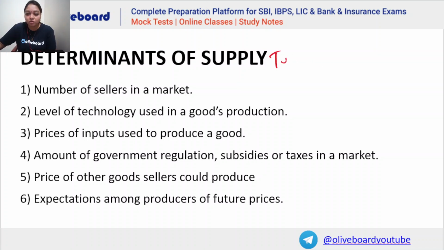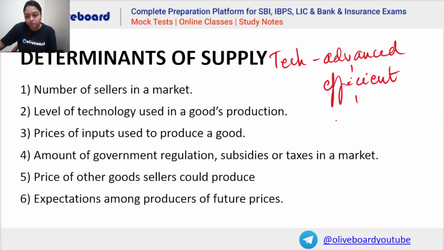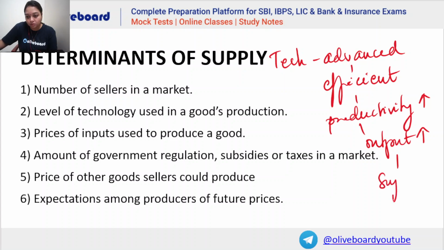When the level of technology is very advanced, the producers will be more efficient, then productivity will increase, then output will increase, then supply will increase. So this is, we can say, the connectivity or the flow chart that you can think in your head when we talk about the second point, right?